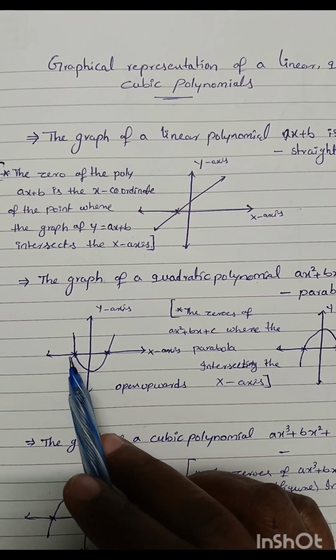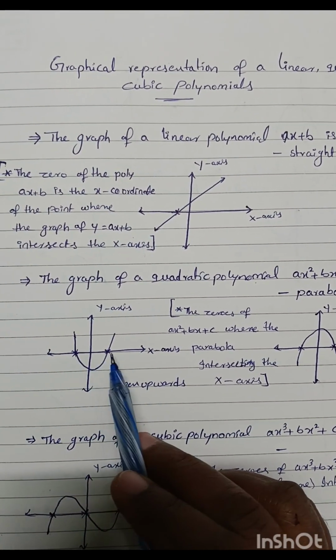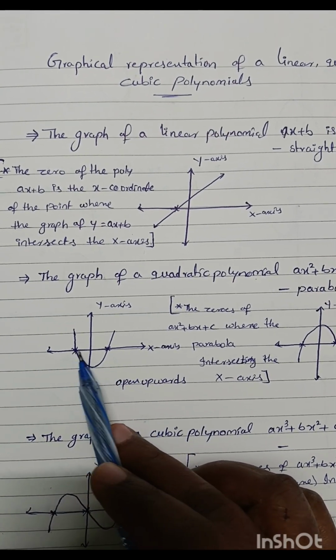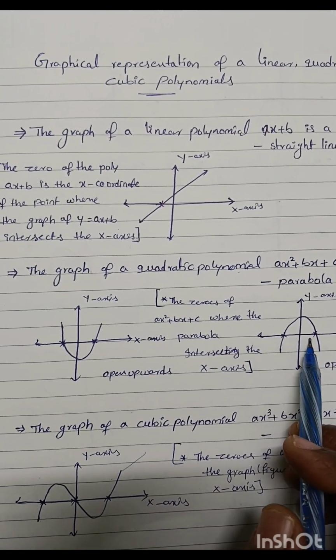Here the parabola intersects the x-axis at 2 points, so the quadratic polynomial has 2 zeros. Here it also intersects at 2 points.